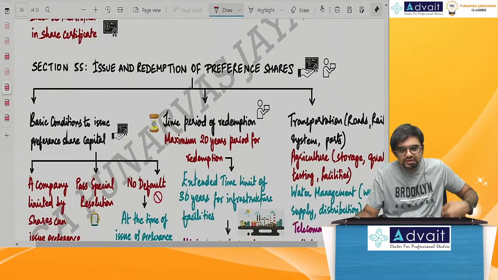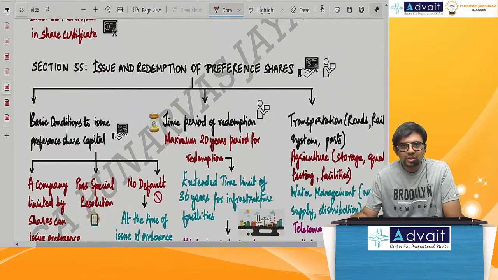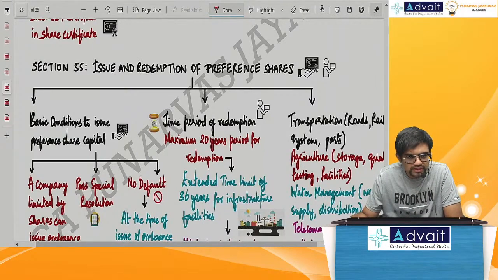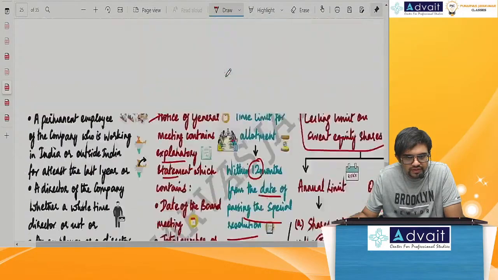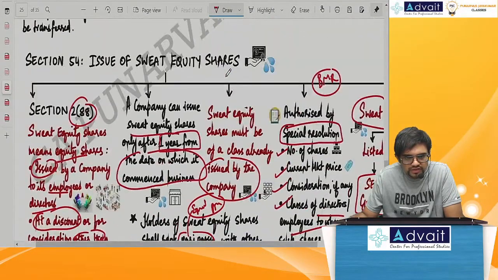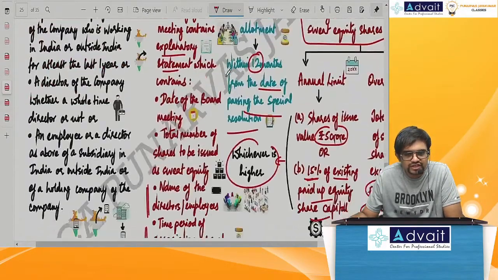All right, buddies, let's begin. Hope you took a short break. Okay, so let's continue. So we are done with which section? We are done with the entire concept of section 54, sweat equity shares.